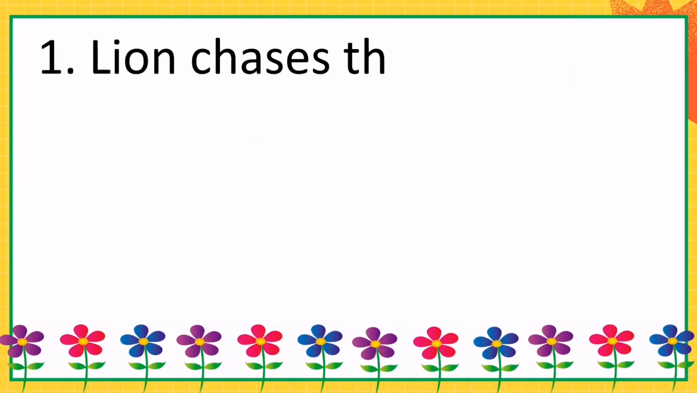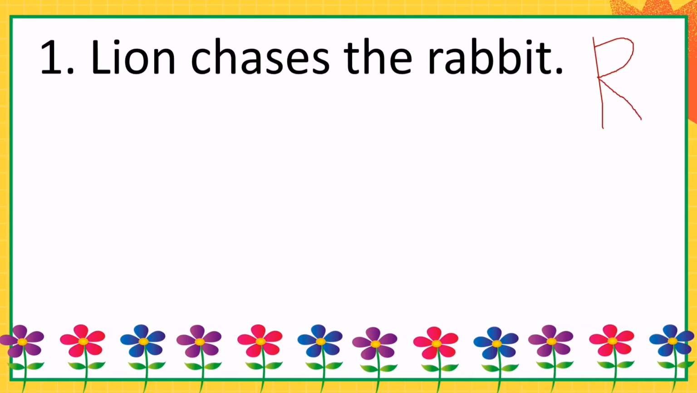Let's begin. Number 1, lion chases the rabbit. Is it M, made up, or R, real? What do you think? This one is real. So it's letter R because lion is a meat-eating animal. So when lion sees the rabbit, he will chase it in a real life scenario because lion wants to eat the rabbit because it's meat. Okay, so it's really happening that lion chases the rabbit.